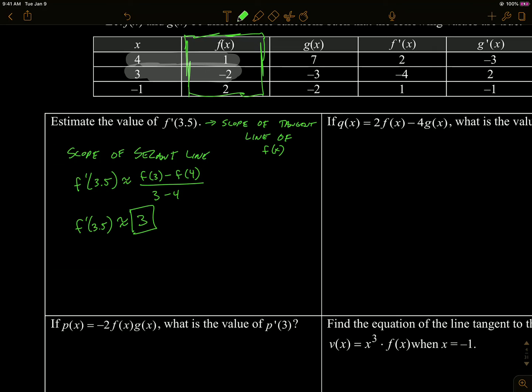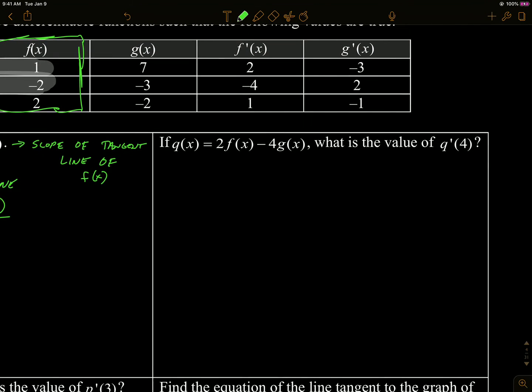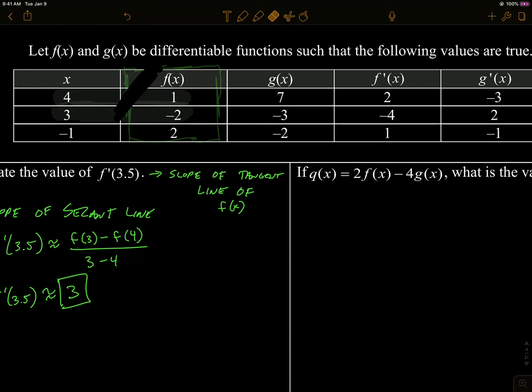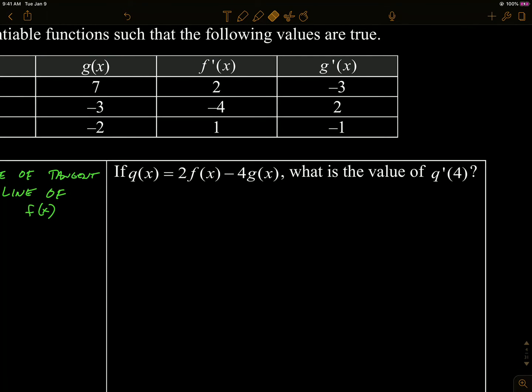Remember, to estimate the derivative, we find the slope of the secant lines passing on either side of it. We do not use the f prime table. That's a key point there. Okay, so that was just a little review once you get these tables, because that's a common mistake.